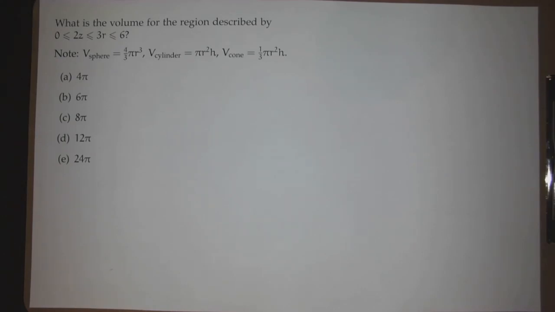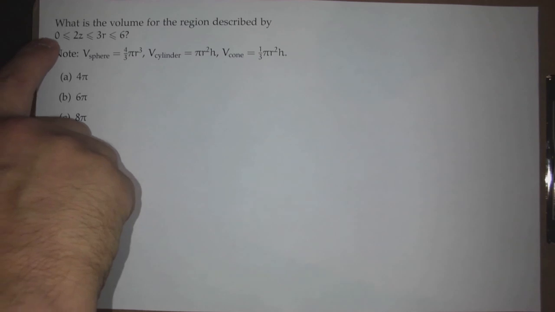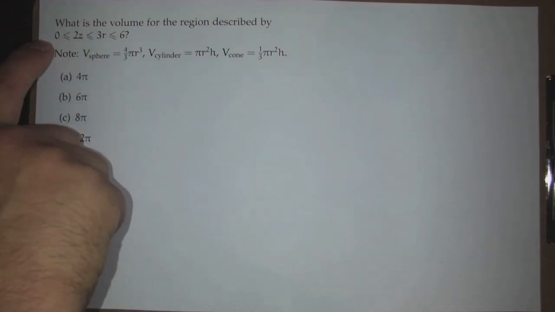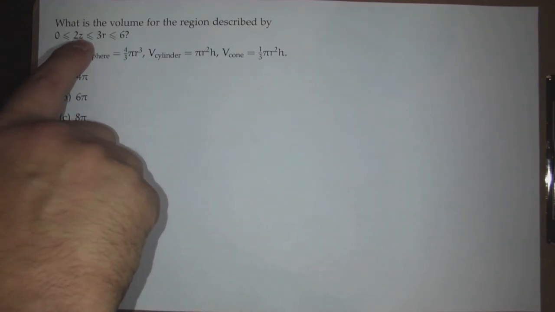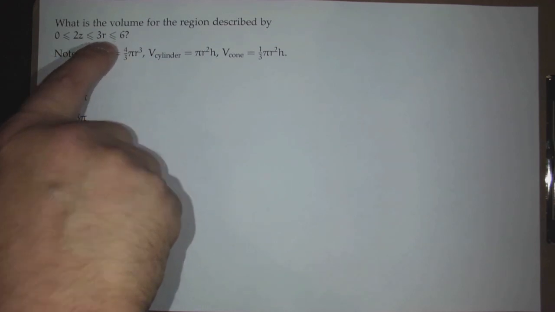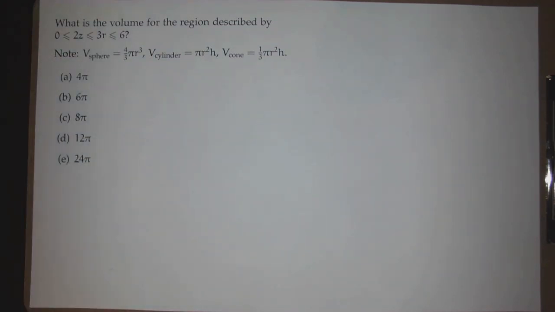What is the volume for the region described by a series of inequalities? So 0 is less than or equal to 2 times z, which is in turn less than or equal to 3 times r, which is in turn less than or equal to 6. And it gives us some formulas for volumes.